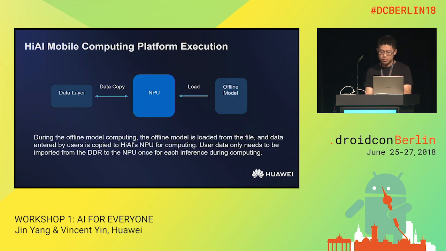During offline model computing, the offline model is loaded from the file, and the data entered by users is copied to the NPU's memory for computing. User data only needs to be imported from the DDR to the NPU's memory once for each inference.